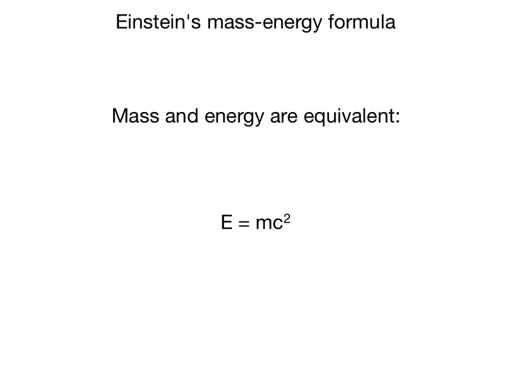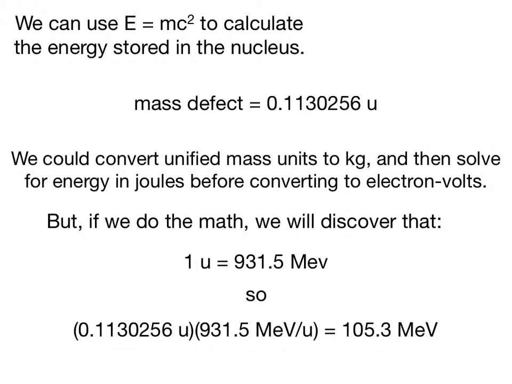I'm sure you're familiar with Einstein's mass energy formula, E = mc squared. Well, now we actually get to use it. We can use E = mc squared to calculate the energy that's stored in the nucleus. The mass defect is 0.1130256 atomic mass units. We can use the conversion from the previous slide to convert that to kilograms, and then we could solve for the energy in joules, and then convert it to electron volts.